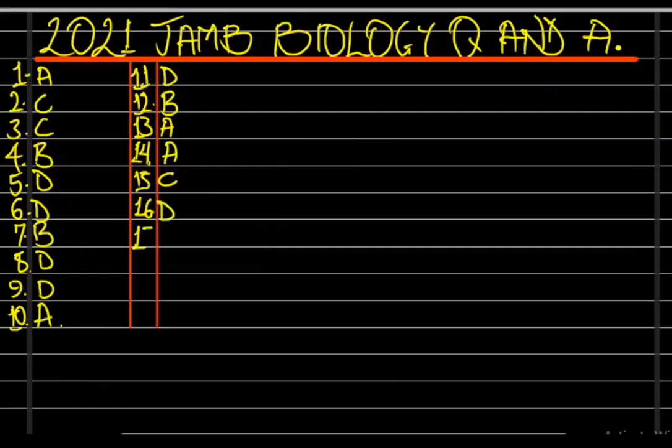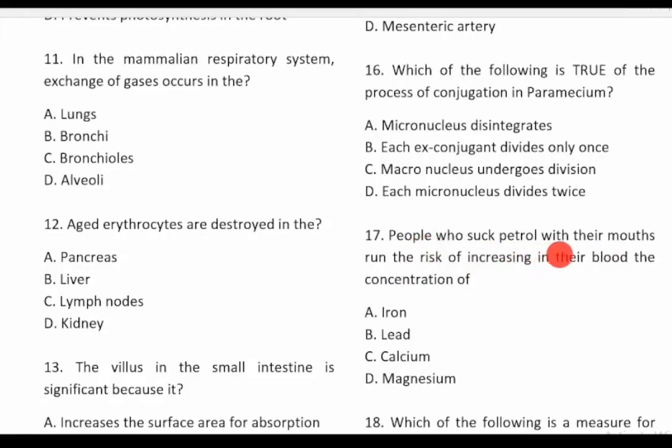Option D. Question 17. People who suck petrol with their mouth run the risk of increasing in their blood the concentration of iron, lead, calcium, magnesium. We have a high amount of lead found in the petrol because it is a substance that is used in the cracking of petrol to prevent knocking in engines. So lead is purposefully added to the petrol to prevent it from knocking in the engine. So that is the answer there.